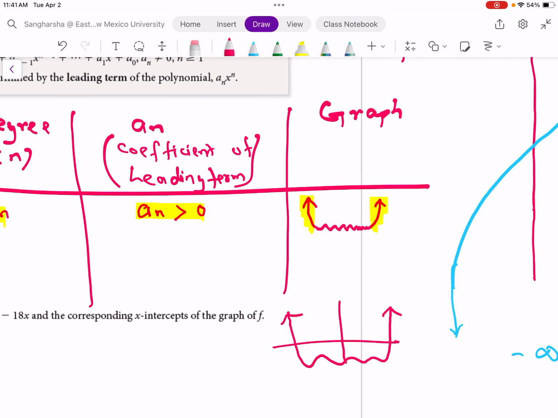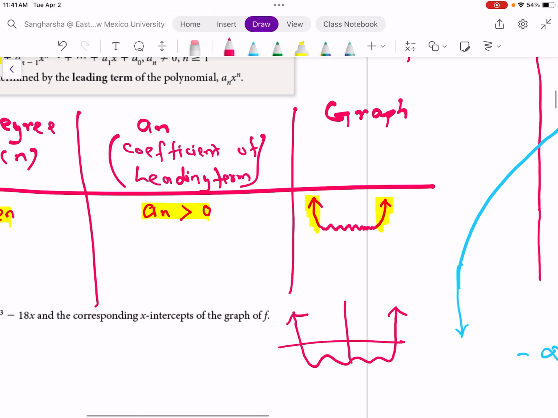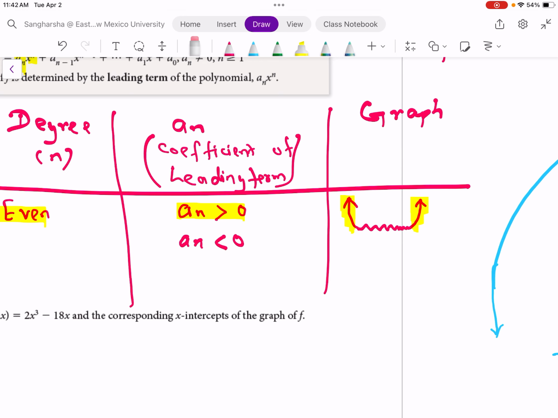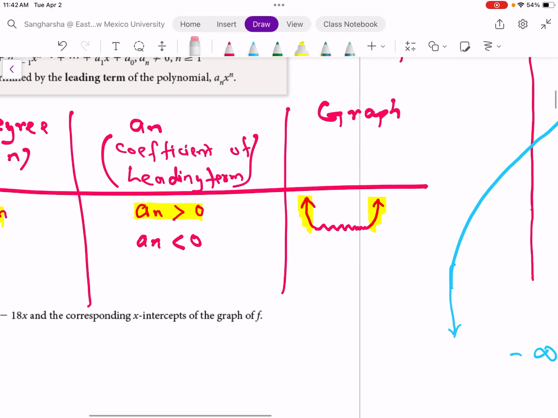Similarly, if we have a_n, the coefficient of the leading term, less than 0, what would happen? Can you give a guess? The degree is still even, but our coefficient is less than 0, so it flips. That's right, there will be a reflection across the x-axis. On the left our graph looks like this, on the right our graph looks like this, and we don't need to worry about what happens in the middle. We just want to know what happens to the graph on the left and on the right.